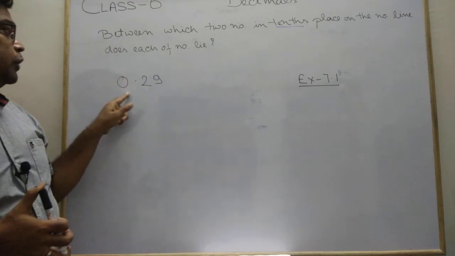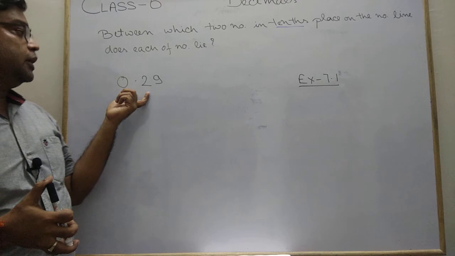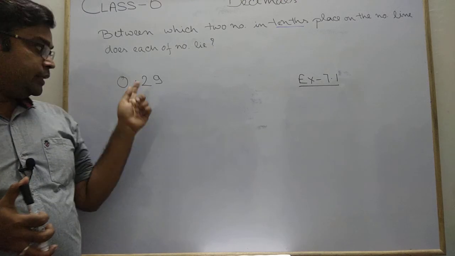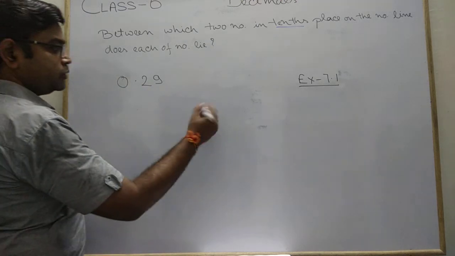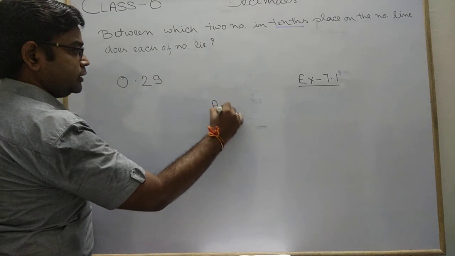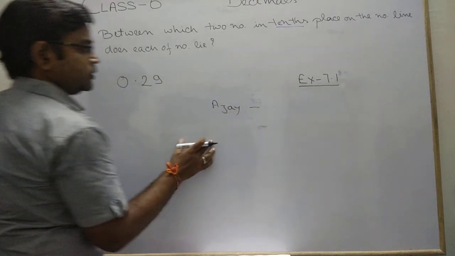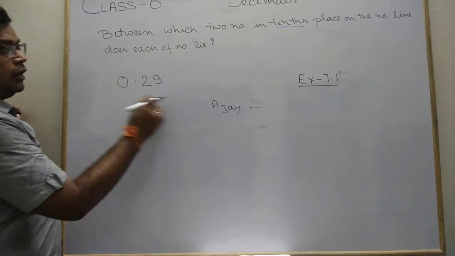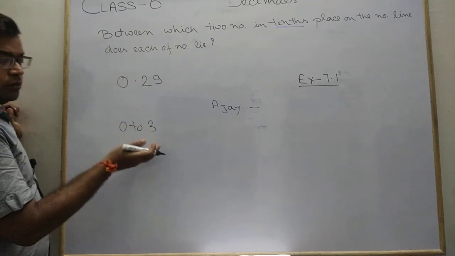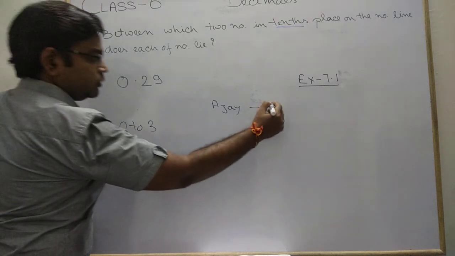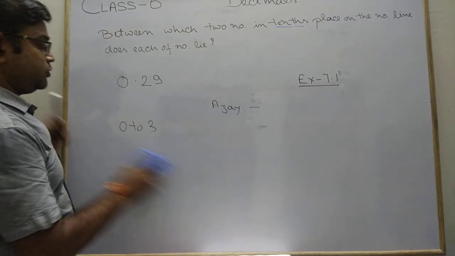So 0.29 is your today's task. You must write down the answer in the comment section along with your name. Suppose my name is Ajay, so I must first write my name, then the solution. After your name, give a dash, then write down the solution. This is your today's task.